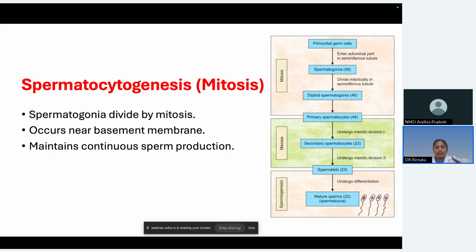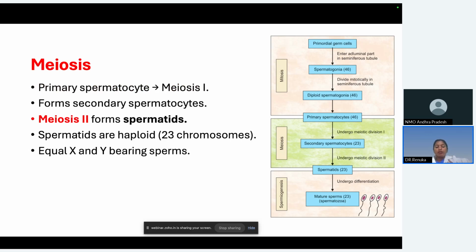Okay. Next, coming to meiosis. Meiosis, you all know. Here what happens? Decrease in the chromosome number. Primary spermatocyte is formed from diploid spermatogonia. Primary spermatocyte is also diploid only. Here, meiosis 1 happens. What does this meiosis do? It decreases the chromosome number. Haploid chromosome number is formed.